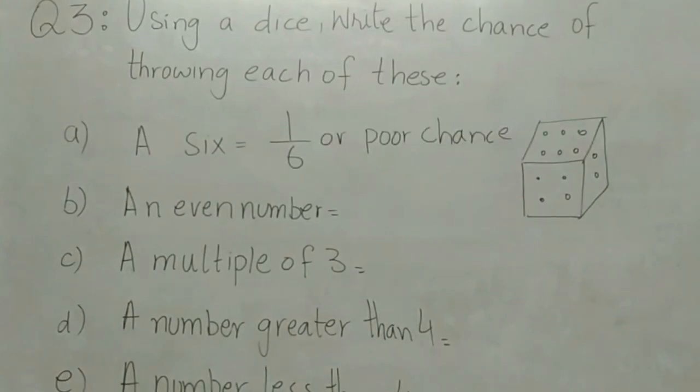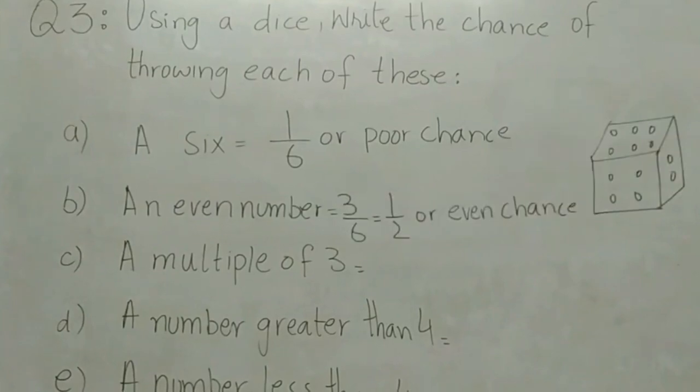An even number. How many even numbers are there in dice? As you know, what numbers are even numbers? 2, 4, 6, 8, 10. But as you know, in dice we only have numbers till 6. So we'll consider only these numbers which come till 6. So 2, 4, 6, there are 3 numbers out of 6. So we can write 3/6 or half, or we can write even chance. So we can write like this, half or even chance.